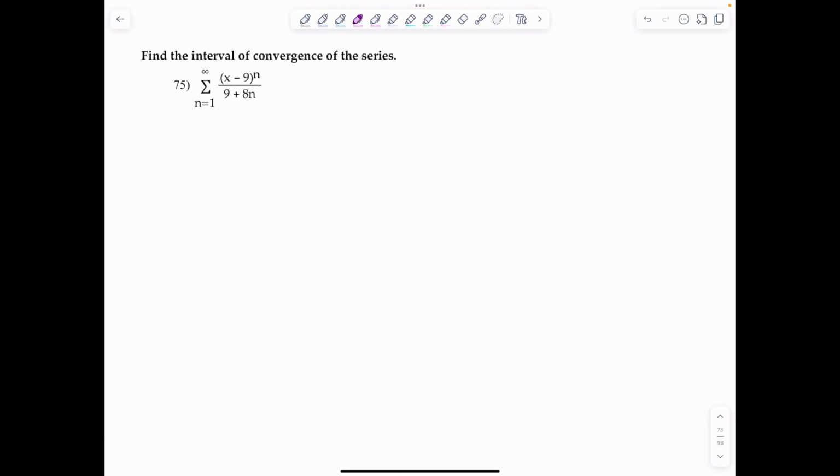Now they want the full interval of convergence. So after we find the radius of convergence, we're going to have to test endpoints and do a little bit more work. So we here have the sum n equals 1 to infinity, x minus 9 to the n over 9 plus 8n. So again, ratio test time. Limit as n goes to infinity, absolute value, a sub n plus 1 is going to be x minus 9 to the n plus 1 over 9 plus 8, don't forget to put n plus 1 in parentheses, divided by a sub n, so times 9 plus 8n over x minus 9 to the n.